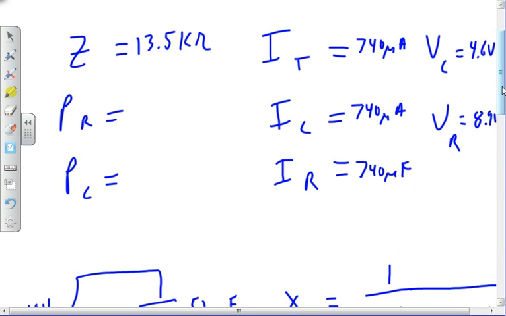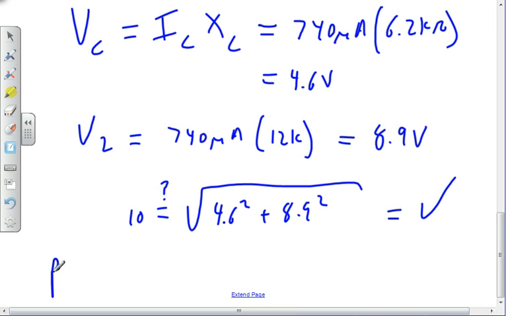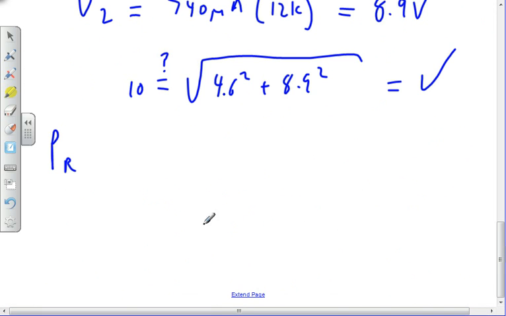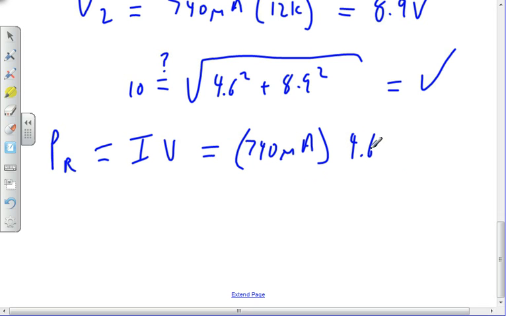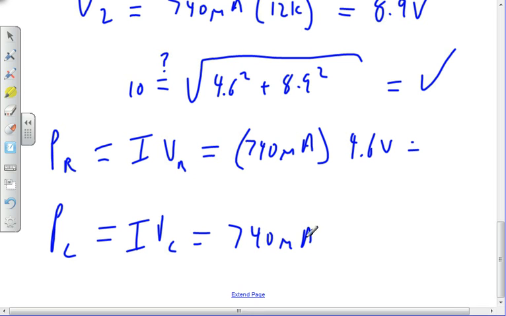8.9 volts. The power through the resistor will be voltage times current. What's the current? 740 microamps times 4.6 volts. The voltage across the inductor, the power of the inductor, voltage resistor, voltage capacitor, 740 microamps, 8.9 volts.